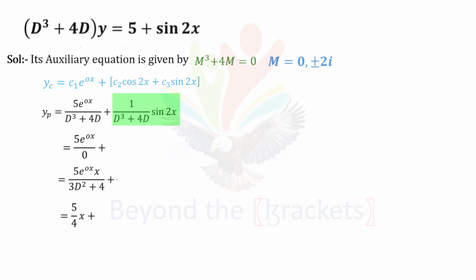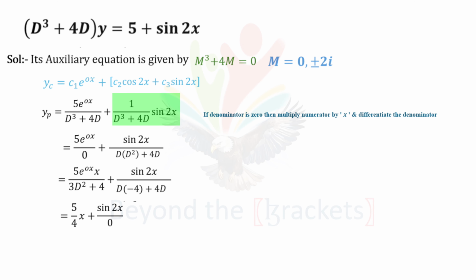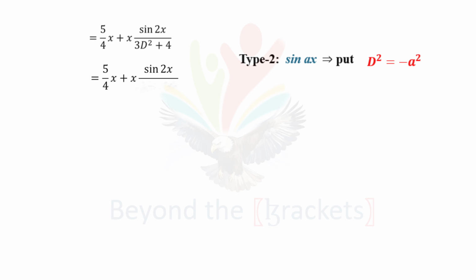For the second term sin 2x, which is of type 2, the substitution is D square is equal to minus a square, where a is equal to 2. Replacing D square with minus a square, D cube plus 4D can be written as D into D square plus 4D. So we get D into minus 4 plus 4D, which is 0, and it is again a case of failure. We multiply the numerator with x and differentiate the denominator. We get x into sin 2x divided by 3D square plus 4. Again, in place of D square substituting minus a square, that is minus 4, we get 3 into minus 4 plus 4.